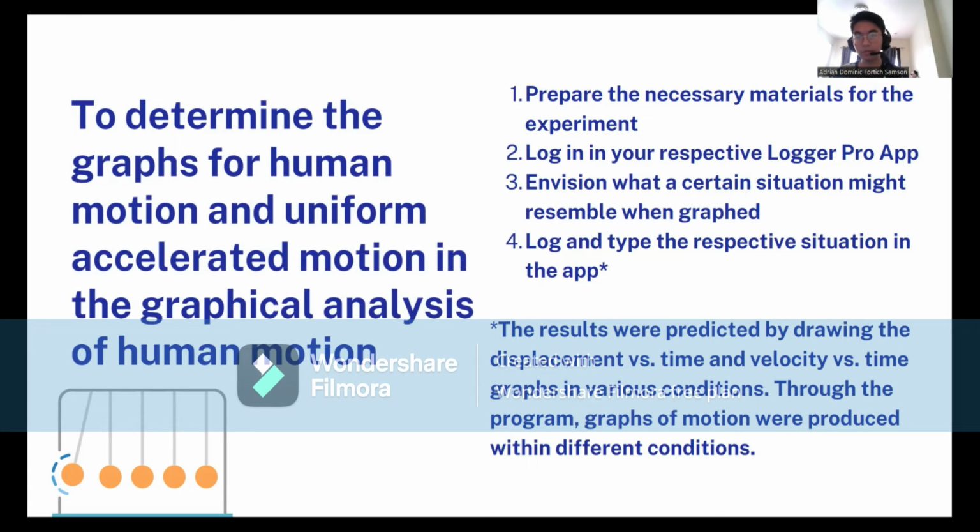So take note, the results were predicted by drawing the displacement versus time and velocity versus time graphs in various conditions. Through the program, graphs of motion were produced within different conditions.